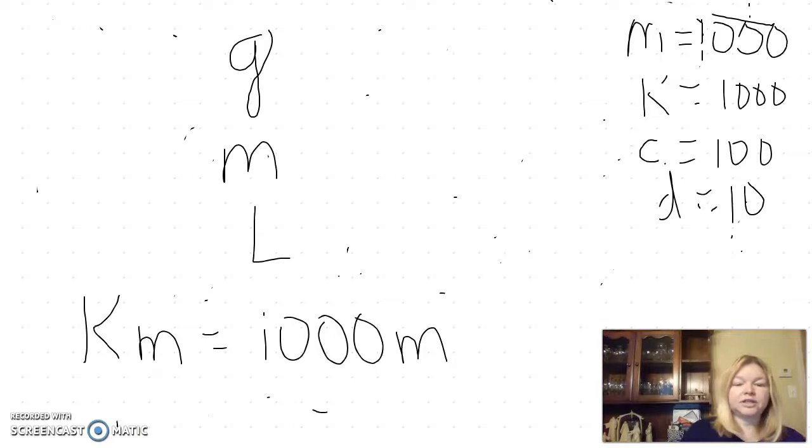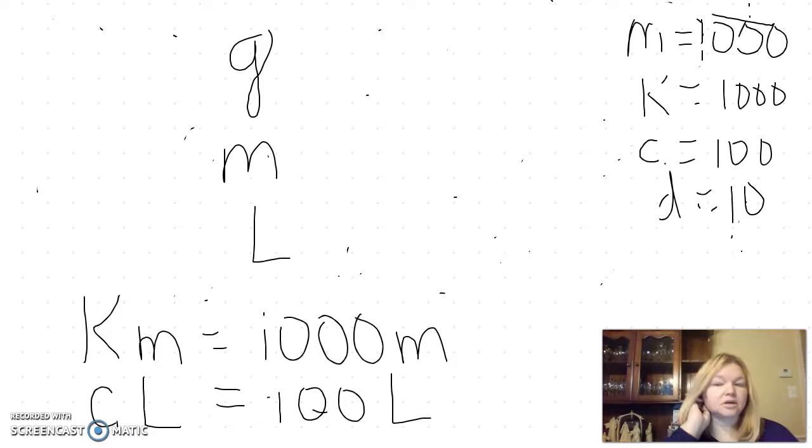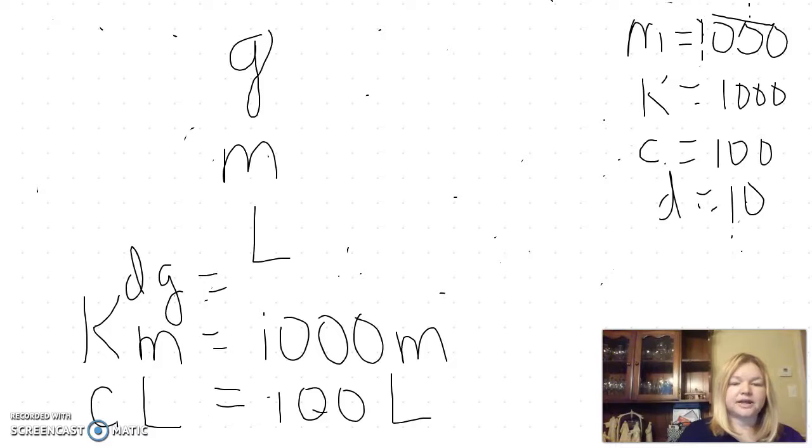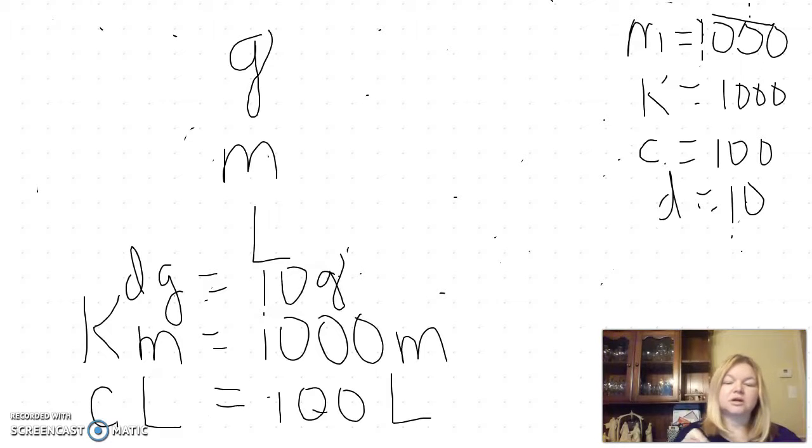If you have like a CL, that's like having 100 liters. And let's say you have a DG, all right, a decagram. It's like having 10 grams. So those prefixes are what they had listed off there. And I wanted to explain what they meant, because some of those look very similar to the base unit, like M matches up to M for meters.